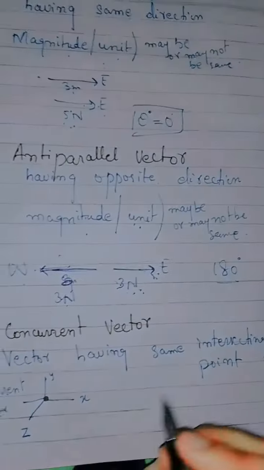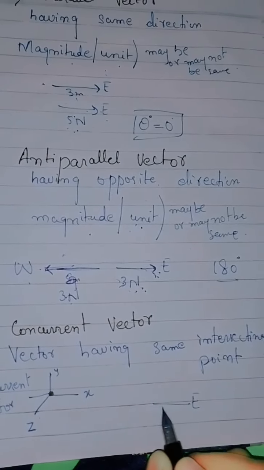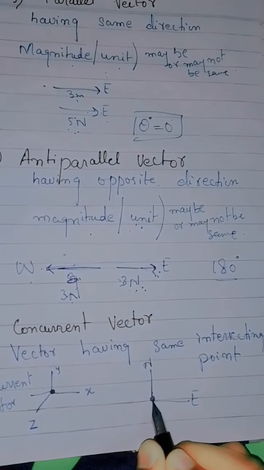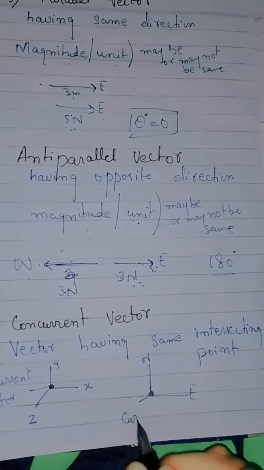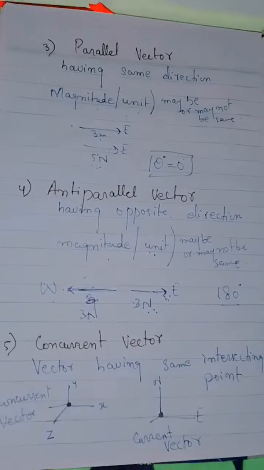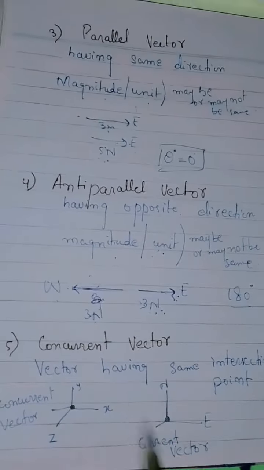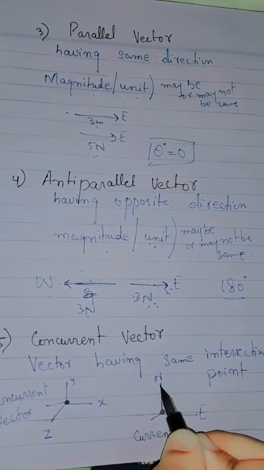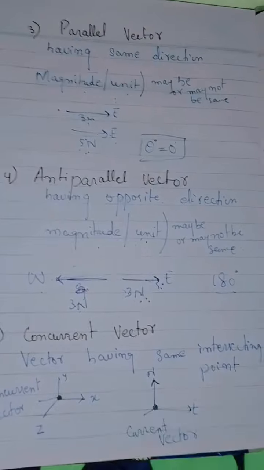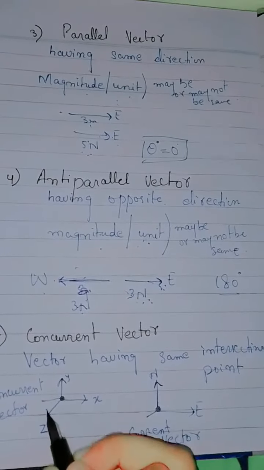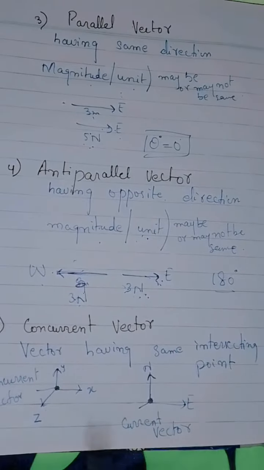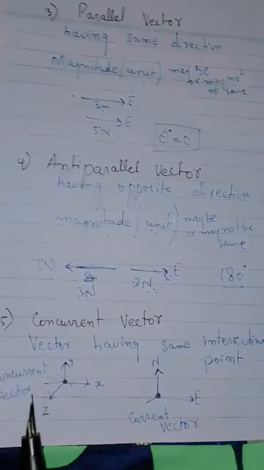If we talk about 2 vectors, like one in east direction and one in north direction, they meet at a point. That point is the intersecting point of concurrent vectors. We can say that concurrent vectors intersect and give direction, like this giving the direction of north, that giving the direction of east, towards the x-axis, y-axis and z-axis. So those having the same intersecting point are called concurrent vectors.